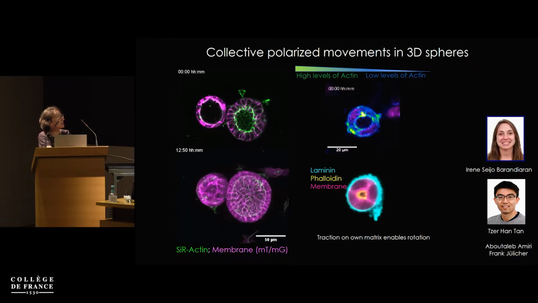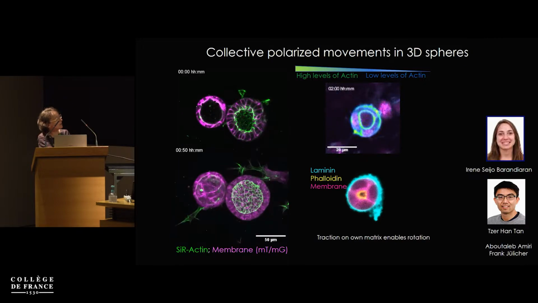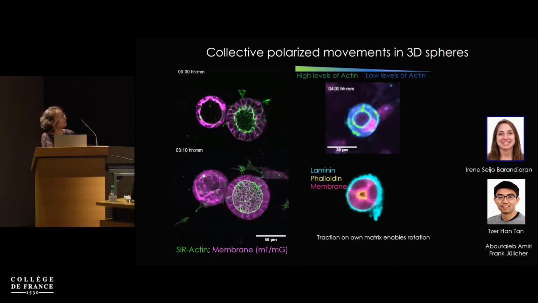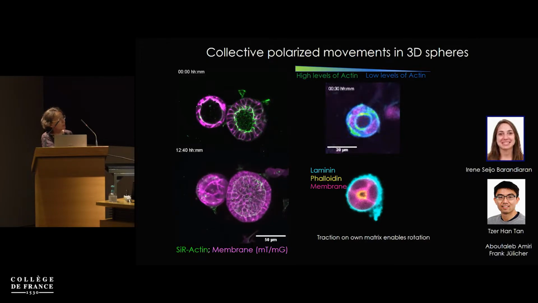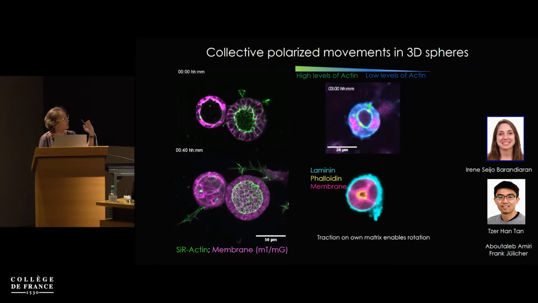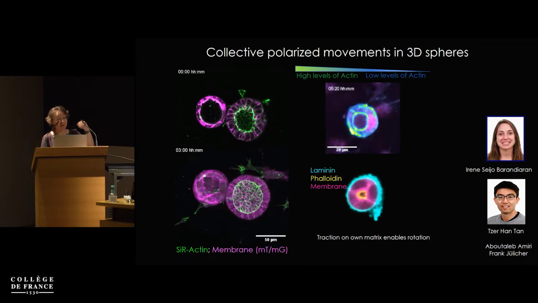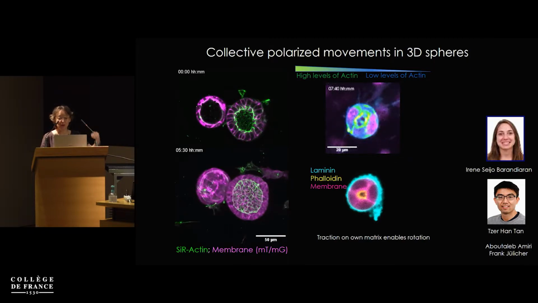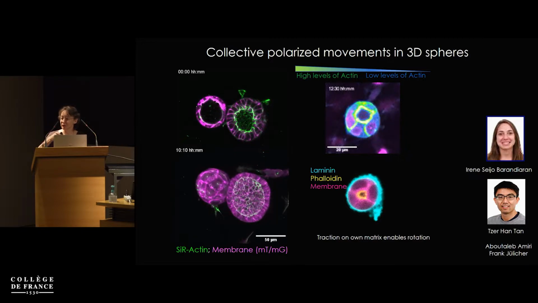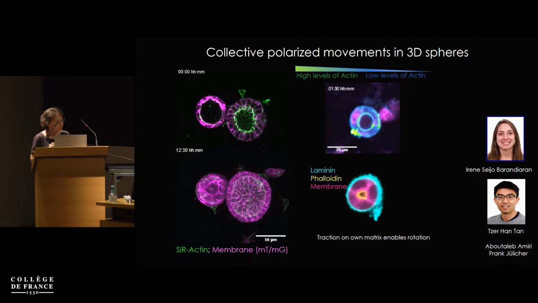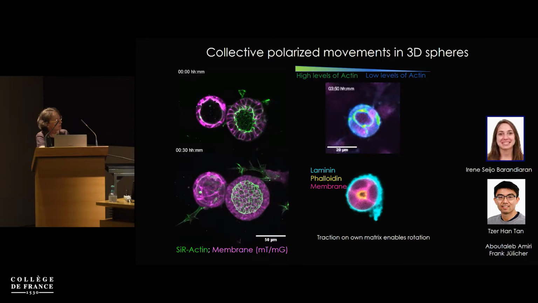So what they do here is that if you look at actin, but you can also do that with myosin, you can see that they have actin a lot on the apical side, but they also have areas of actin that change with time on the basal side. And we know that they're making focal contacts, and we can block the rotation using focal adhesion kinase inhibitors or inhibitors of the anchoring with integrins. So the cells exert traction on the matrix.